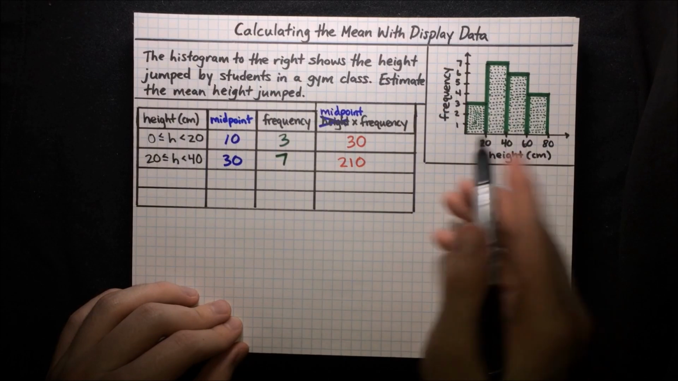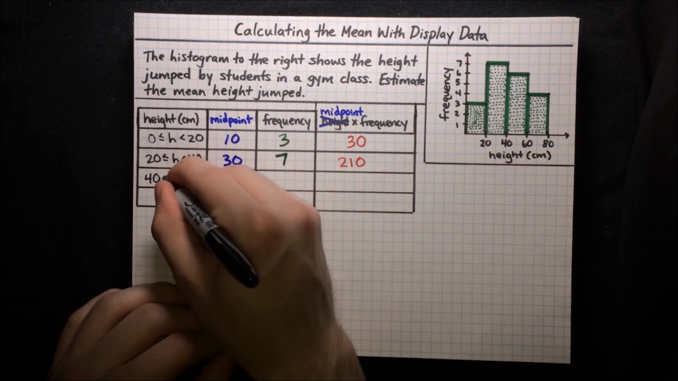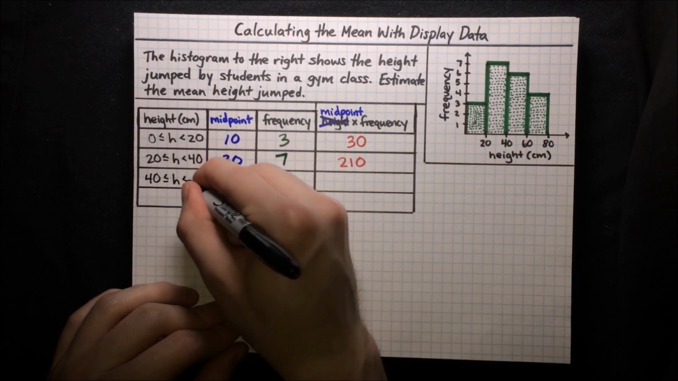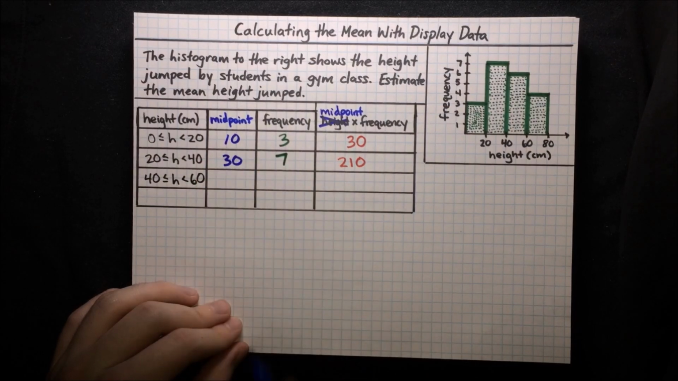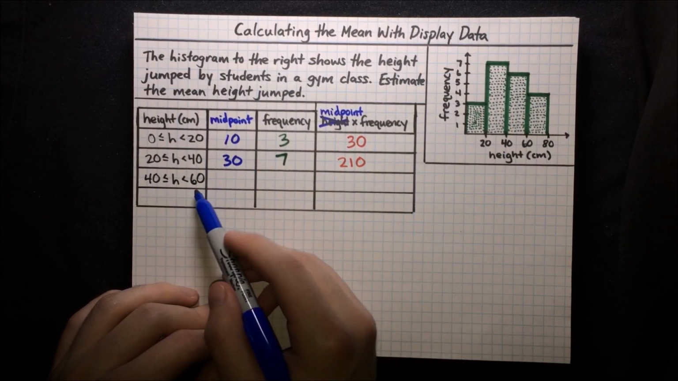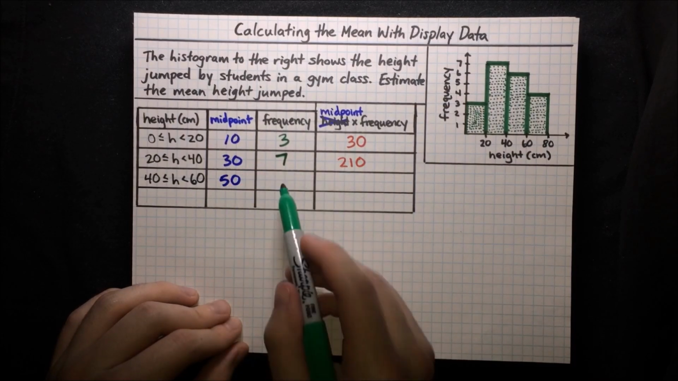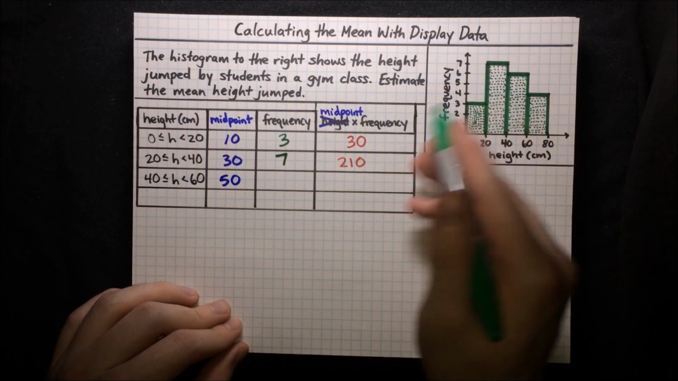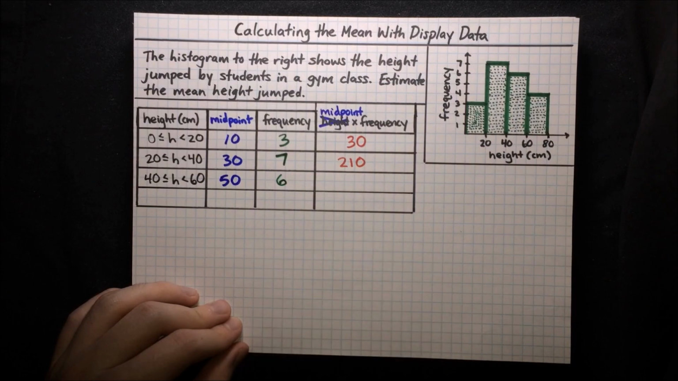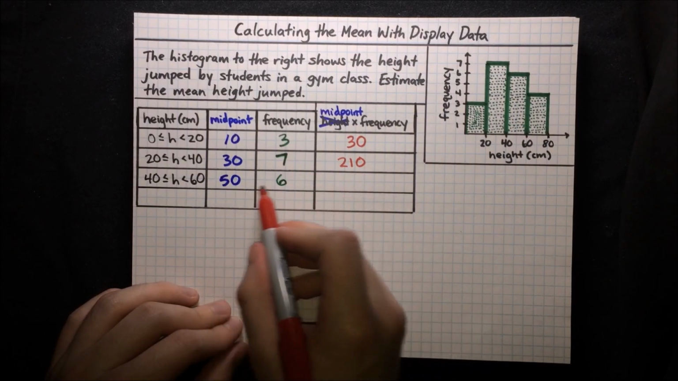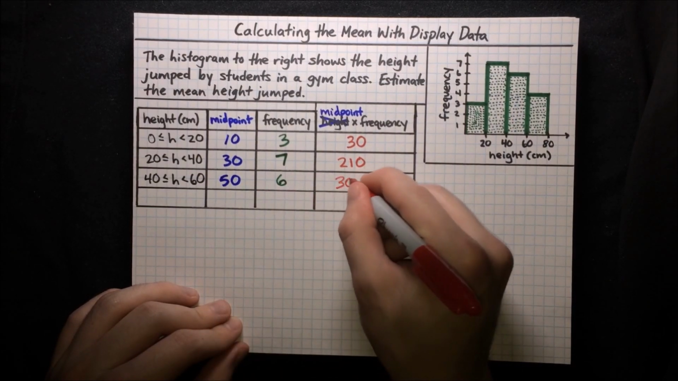Then the third rectangle, 40 to 60, is the range for height. The midpoint of that interval, 40 plus 60 is 100, divide by 2, you get 50. Frequency is how tall the rectangle is, that's up to 6, frequency is 6. And midpoint times frequency is 50 times 6, which is 300.